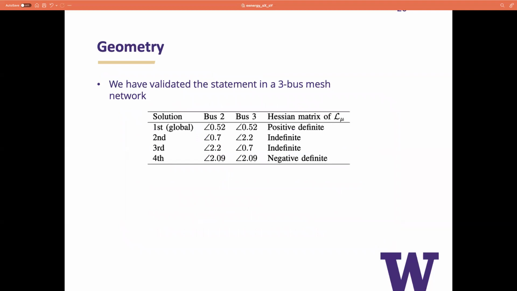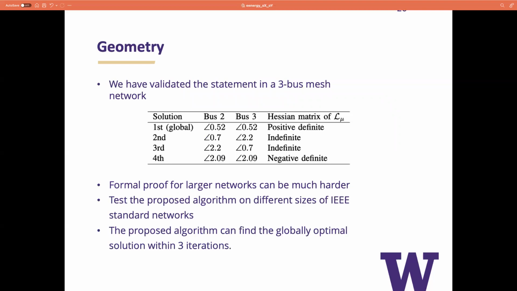And we have seen that the statement is true in a 3-bus mesh network, but the formal proof for larger networks can be much harder. But we test our proposed algorithm on different sizes of IEEE standard networks, and the simulation results show that our proposed algorithm can always find the global solution within 3 iterations. So next, I'm going to show some simulation results of our proposed algorithm.